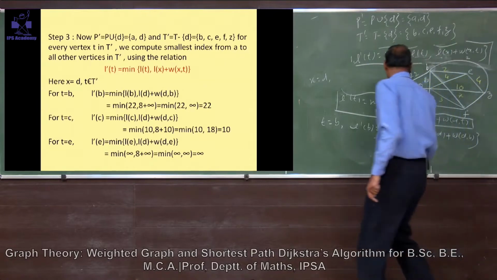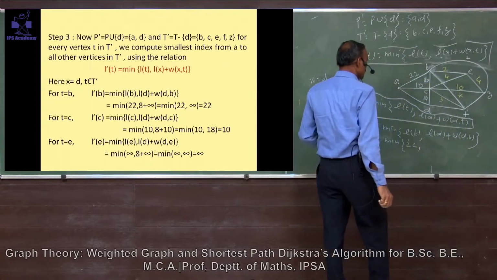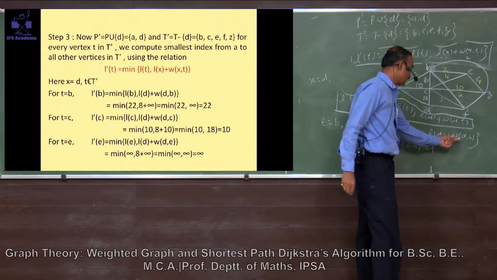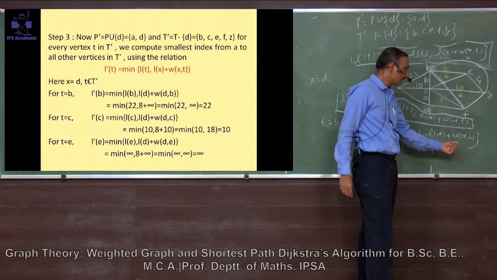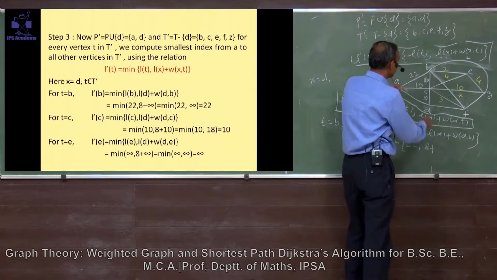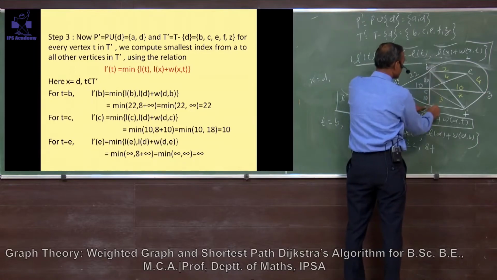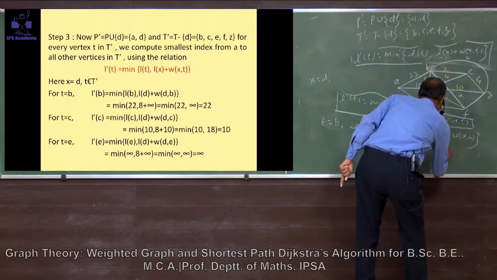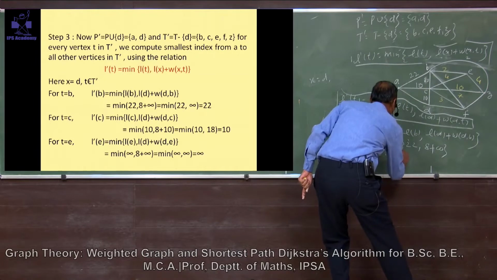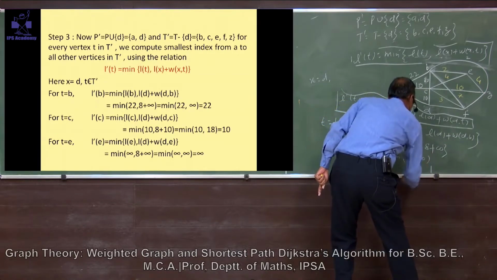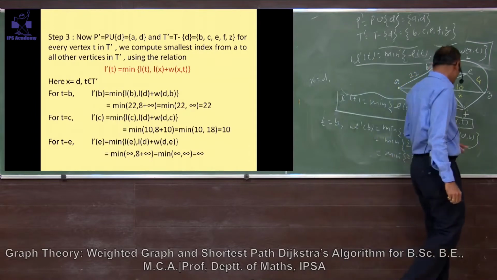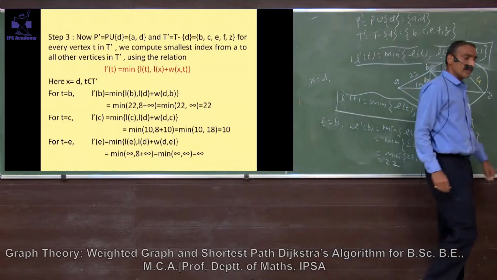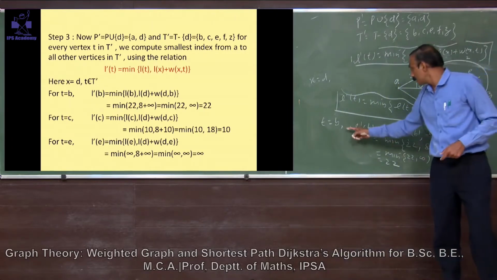So we put L of B equals 22, comma L of D. We found this is 8, plus the weight of D, comma B. D and B are not adjacent to each other. They are not directly connected. So we put infinity here. So the minimum of 22, comma infinity, because if you add any number to infinity, we always get infinity. The minimum is 22. So this is the index of L dash B.